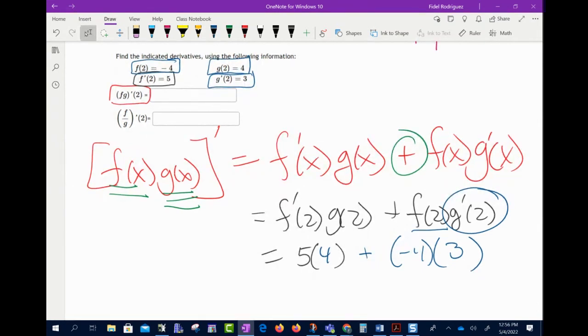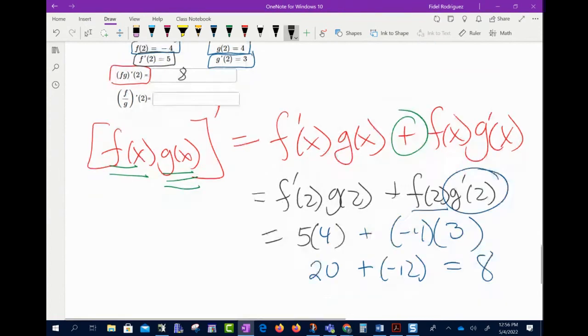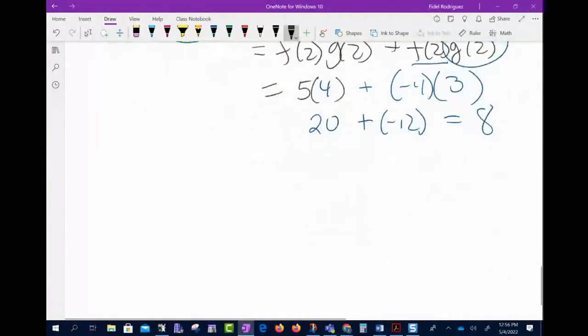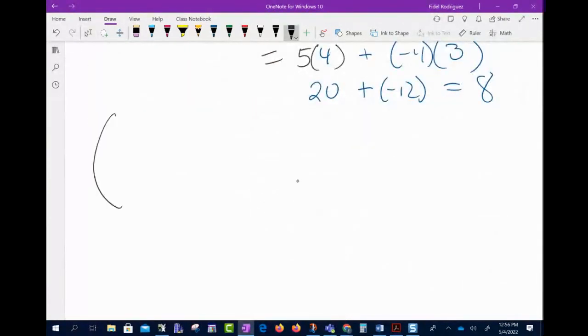So let's take a look here. So I'm coming up with 20 plus negative 12. That should just be equal to 8. So for my first box, I'm going to have an 8. Okay. Now, let's do the second part. Let's do the f divided by g prime of 2. Okay. F divided by g prime at 2.